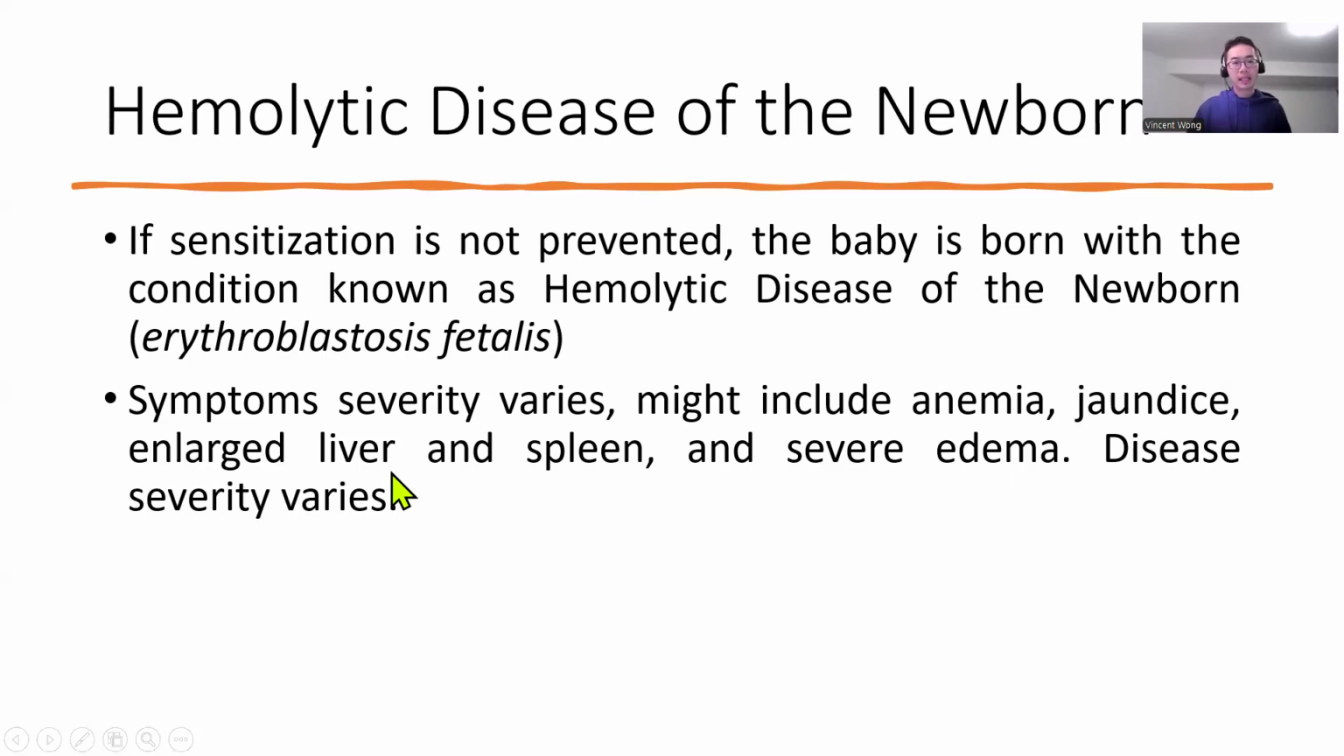Enlarged liver and spleen, because these organs are working extra hard to cope with the red cells dying. Remember, that's where red cells go when they are broken down, to the liver and the spleen. Severe edema, that's swelling. Because the red cells are dying, the osmotic pressure will reduce quite a bit, and you're not able to retain the fluid inside the blood vessels, and it leaks out from the vessels, causing swelling in the tissue. Like I said, the symptoms are going to vary in severity, and the disease itself is going to vary in severity, and the treatment is going to vary as well.